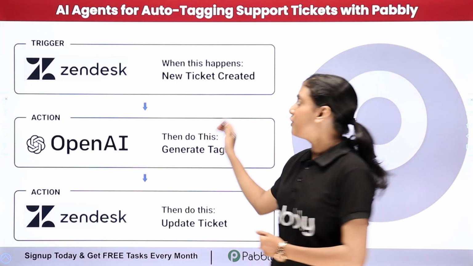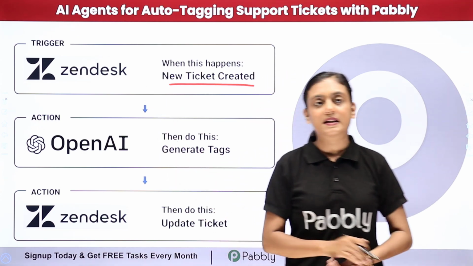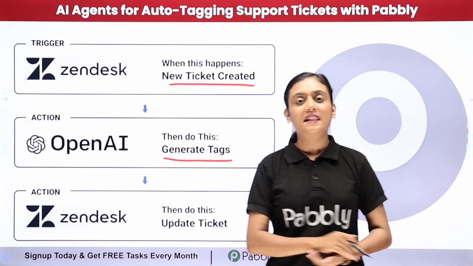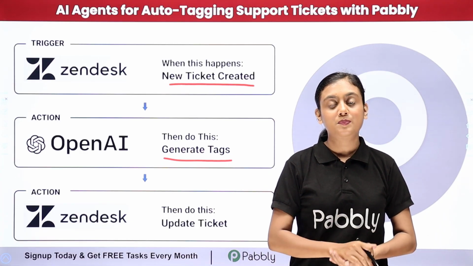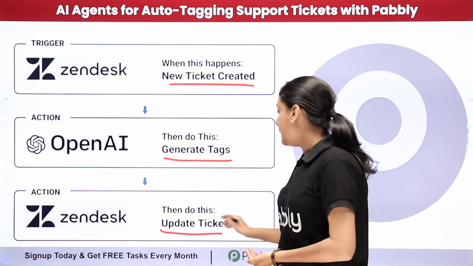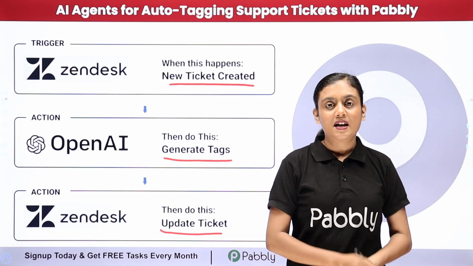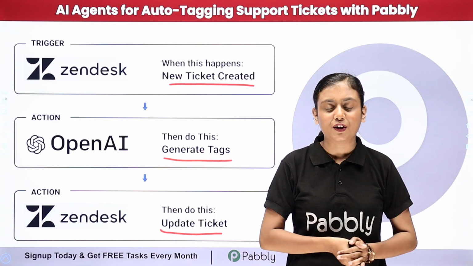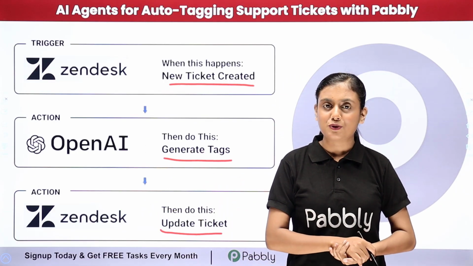Now, as soon as a new ticket is created in my Zendesk account, an AI agent is automatically going to analyze the ticket and then generate the tags accordingly. As the tags are generated, I am going to add them back and update the ticket with the generated tags. So now if you want to learn how to create this amazing AI agent for your business, then let me take you to my screen.